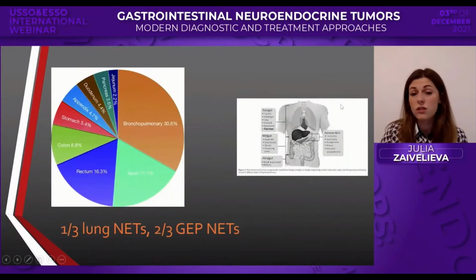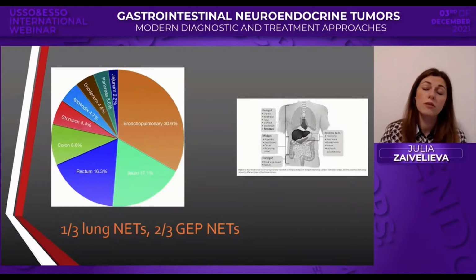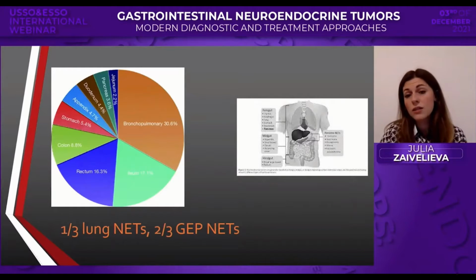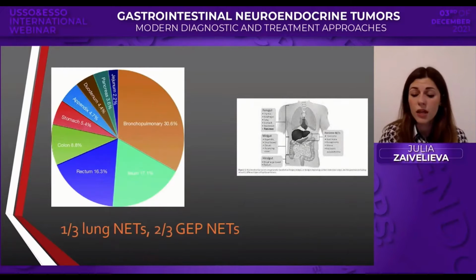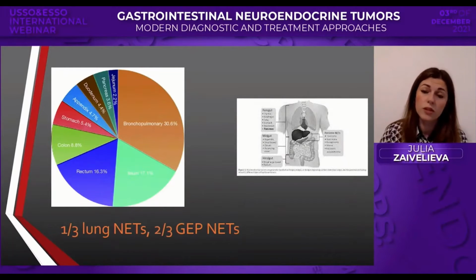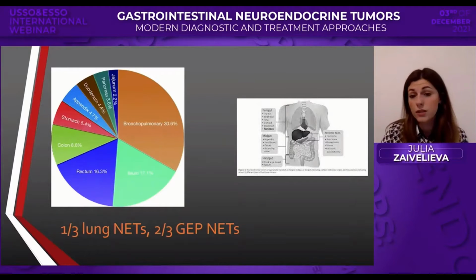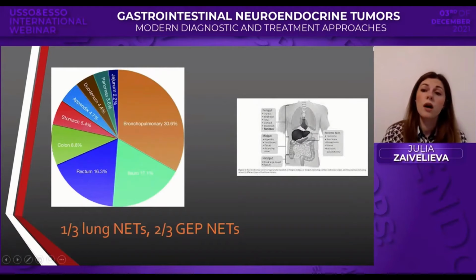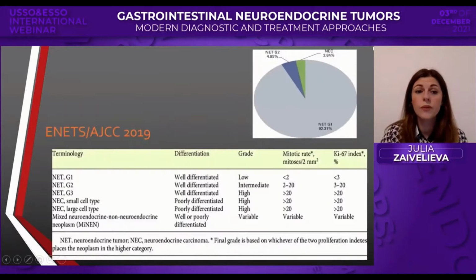About classifications, one-third of NETs are bronchopulmonary, and two-thirds are gastroenteropancreatic NETs. Also, we have a classification by region from different parts of the embryonic intestine. We have foregut, midgut, and hindgut. And this is important for proper diagnosis and, in future, for proper treatment.